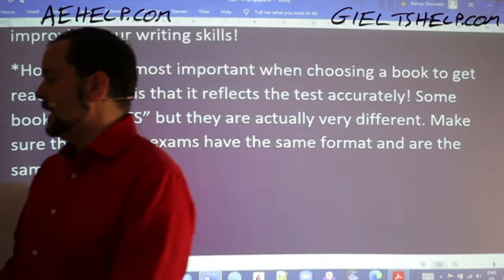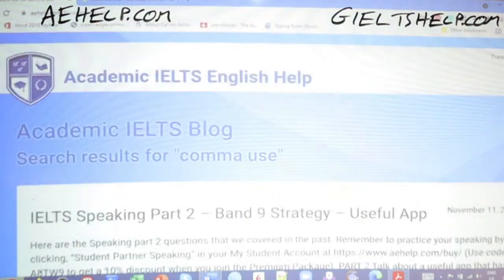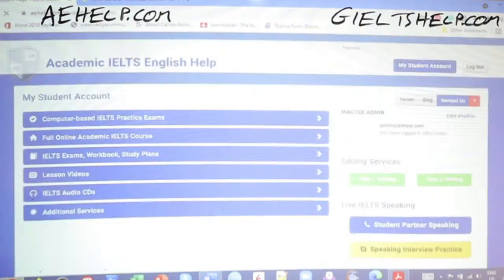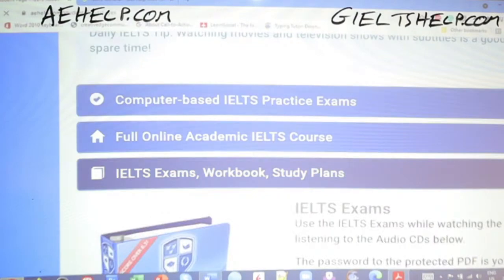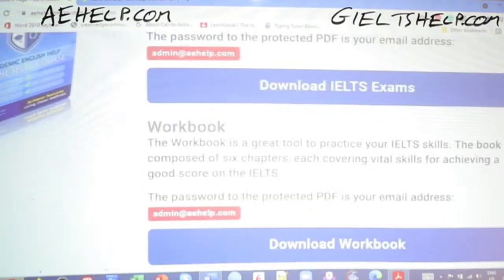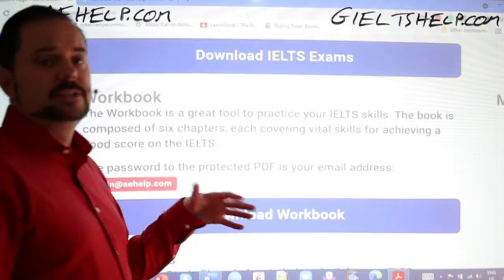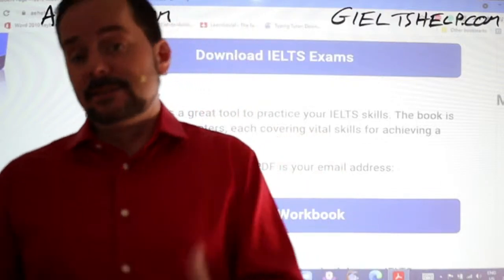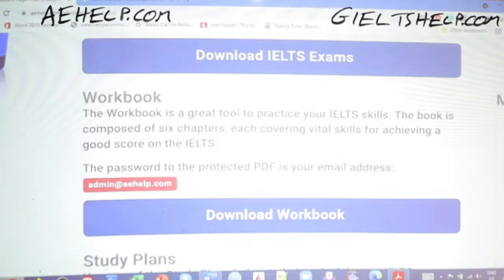So if you're going to get practice exam books, the first that I'm going to suggest are the exam books on our website. So if you go to your My Student account on our website, we specifically developed these books here that you can download. So download these exams and workbooks. We specifically developed these to be basically exactly the same format and difficulty as the real IELTS exam.